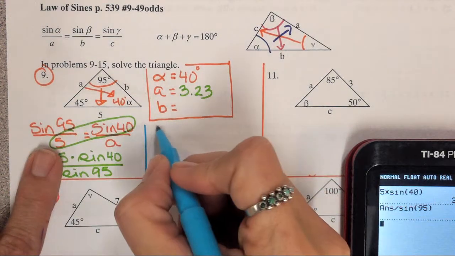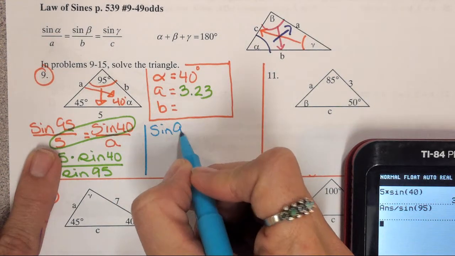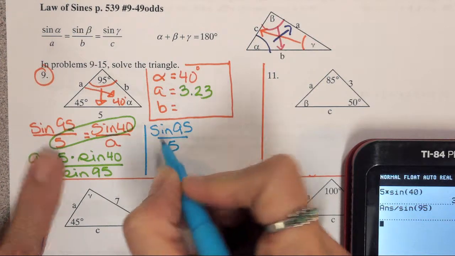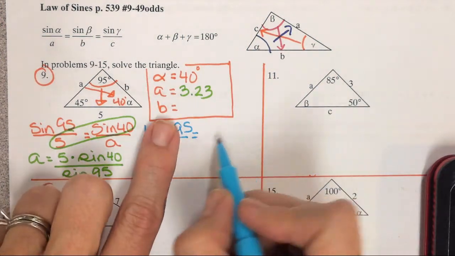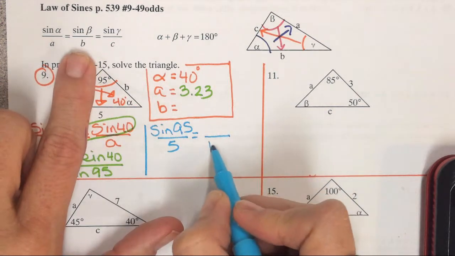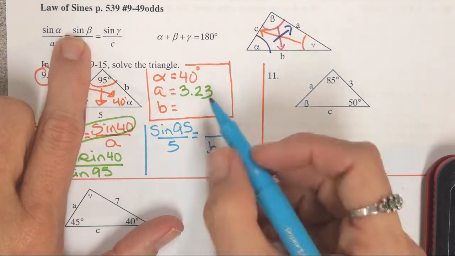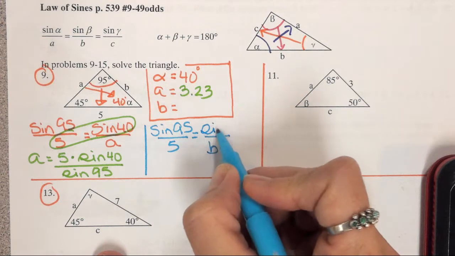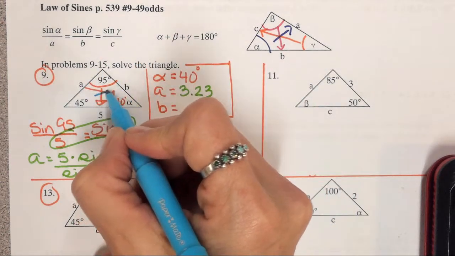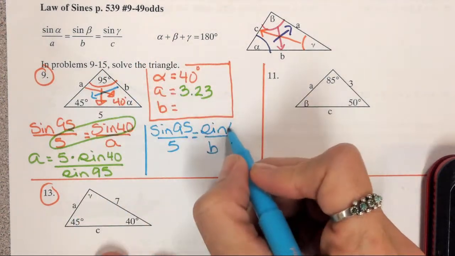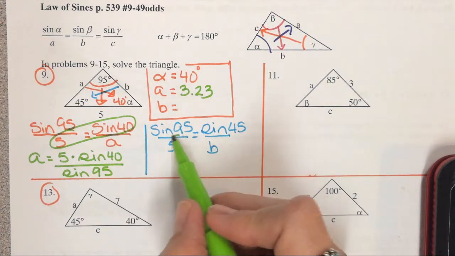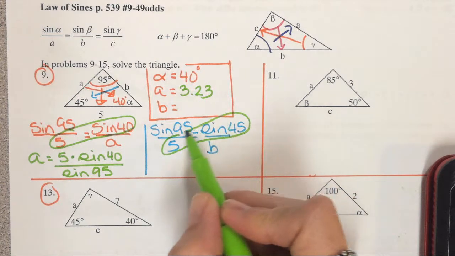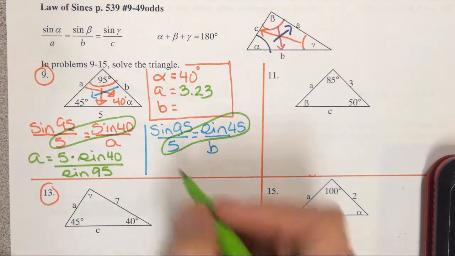I'm going to start off with the exact same fraction, sine of 95 over 5, an angle and its side opposite is equal to. This time I'm looking for B. B has to go on the bottom and the beta goes on the top. Sine of beta is this angle opposite, so sine of 45. Again, we're going to circle the diagonal that has numbers in it and divide by the one I didn't circle.